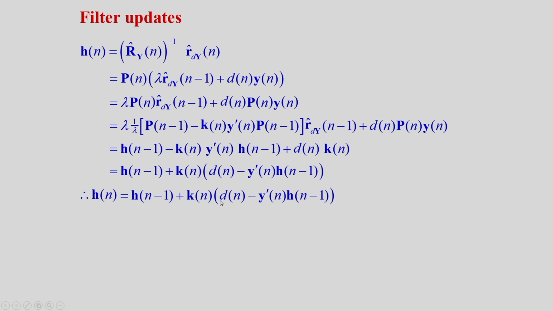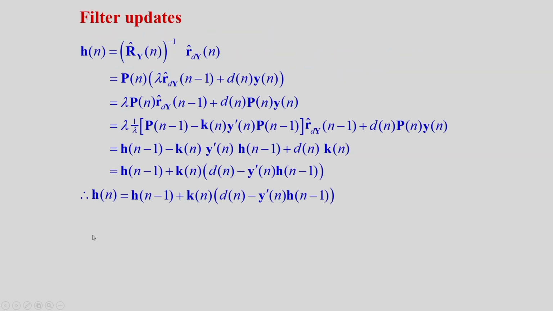Later on we will see similar results for Kalman filter. Therefore, this is like prediction error, because this you are getting by filtering with previous filter coefficients. So, that way this is the predicted output, and then this is the desired output, that difference is the prediction error, that is scaled by Kn, and you are adding to Hn minus 1 to get Hn.